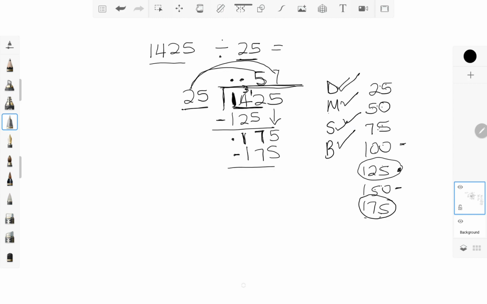Put the subtraction sign, my line, and I subtract. 5 minus 5, 0. 7 minus 7, 0. 1 minus 1, 0. Done. Is there anything to bring down? No. Why? Because I have used up all my numbers. On top of every number, I have something, and that tells me I'm done with this division sum.